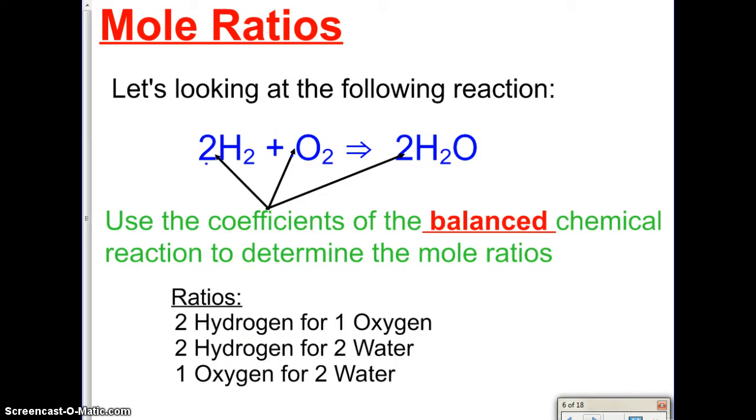Now, mole ratios, we know how to balance a chemical equation. Our coefficients, which are the big numbers out in front, are where we get our mole ratios from. So our ratios would be 2 hydrogens to 1 oxygen, 2 hydrogens to 2 waters, and then 1 oxygen to 2 water. So any of those are considered a mole ratio.